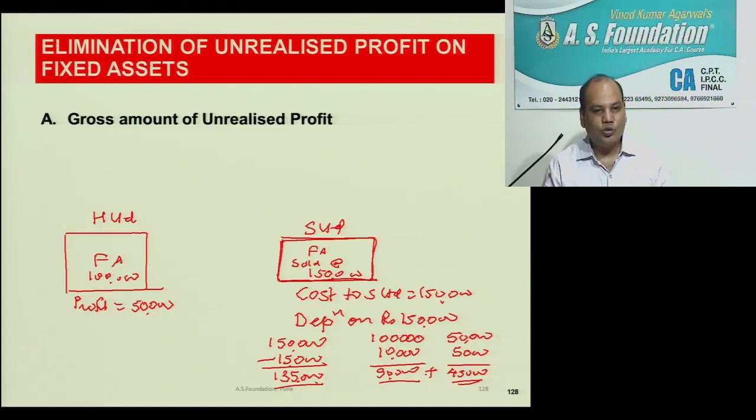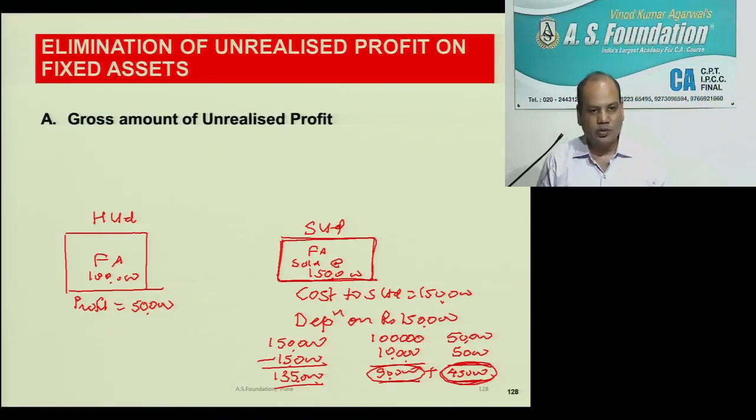So which number am I going to eliminate from my consolidation process? 45,000. This is the profit which is included in the fixed asset. For the group, the fixed asset should be 90,000 rupees now, because 1 lakh minus 10% depreciation is 90,000. But it is appearing at 1,35,000 in the balance sheet, which means it now includes 45,000 rupees of unrealized profit.